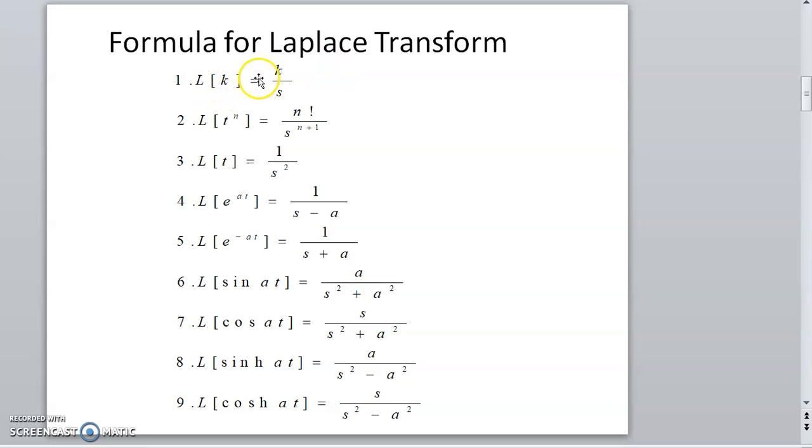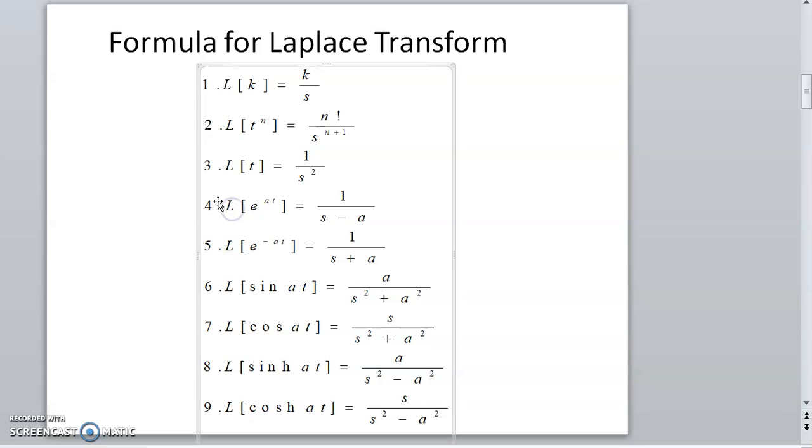L of k equal to k by s. Here k is a constant. We need L of 1 equal to 1 by s. L of 2 equal to 2 by s. L of t power n equal to n factorial by s power n plus 1. Put n equal to 1, we get L of t equal to 1 by s squared. L of e power at equal to 1 by s minus a. Here plus a exists, yet we get the formula with minus a. L of e power minus at, we get 1 divided by s plus a.